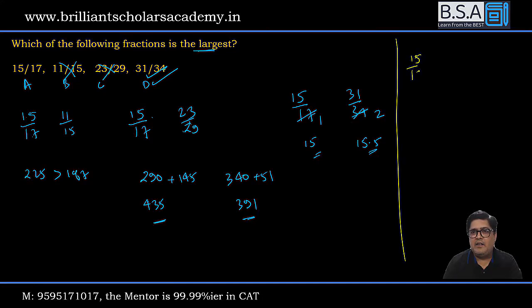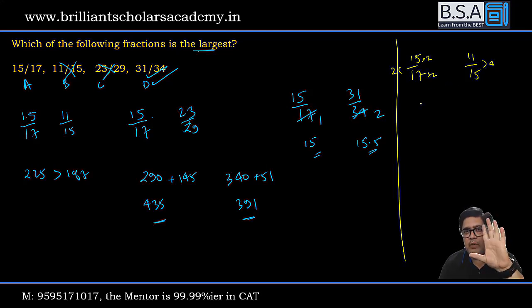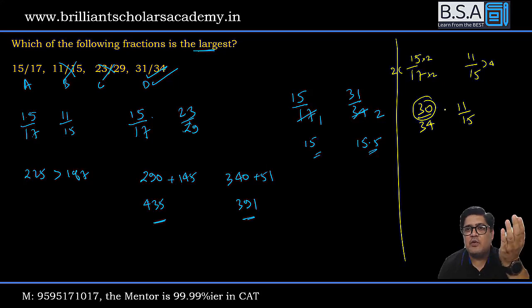15, 17, 11, 15. What is happening? The gap is 2, the gap is 4. When I double both, 30 upon 34, 11 upon 15, the gap is same. Remember that part, remember that theory. When the gap is same in a proper ratio, larger number gives you larger ratio.